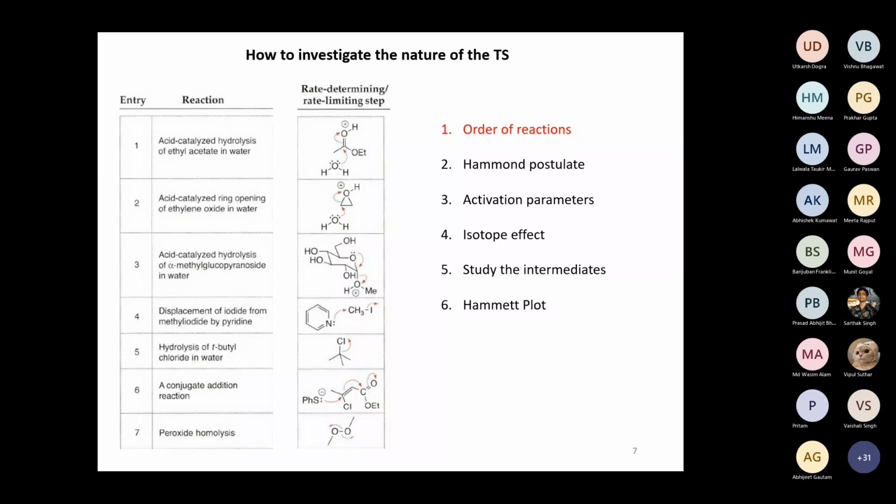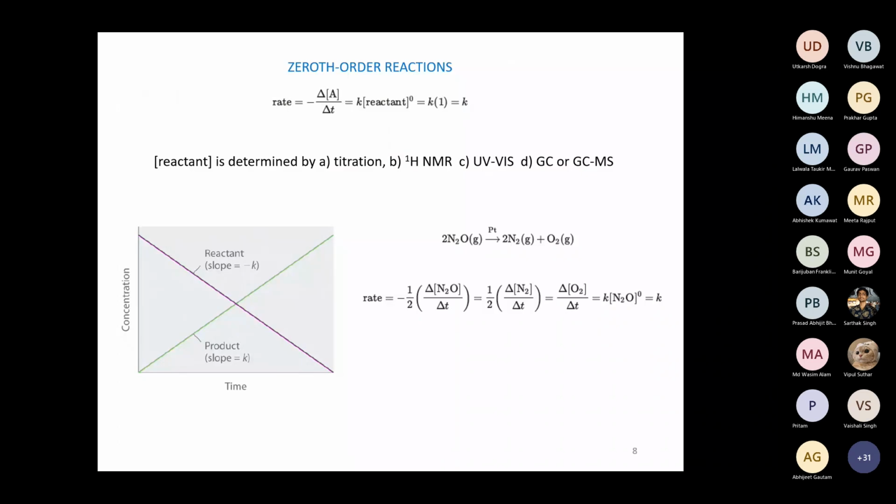So the first thing is the order of reactions, which you are quite familiar with from your high school and also in Shashank Dev's class in the first half of this course. So, just a recapitulation with a couple of examples: the zero order reaction, right? I'll go a little fast. The rate is independent of the concentration of the reactant, right?